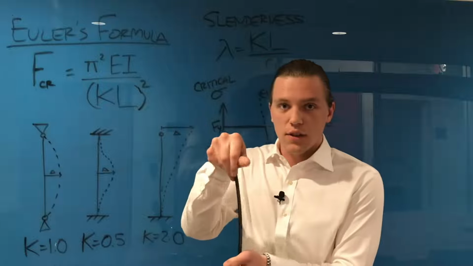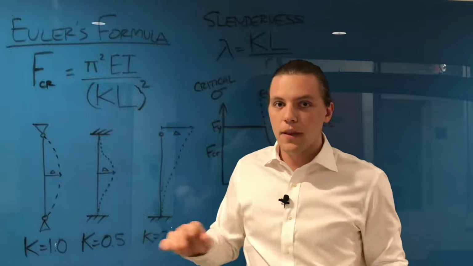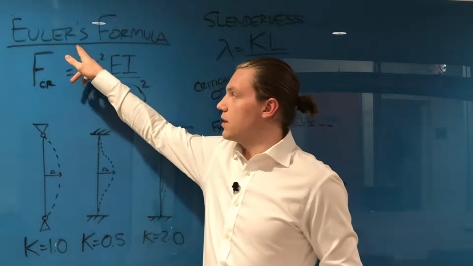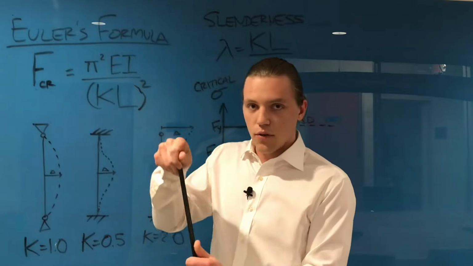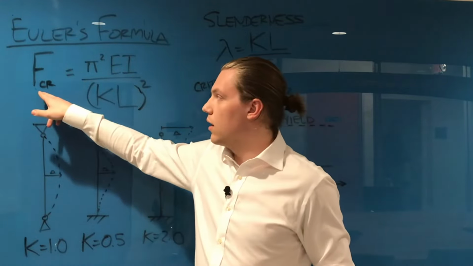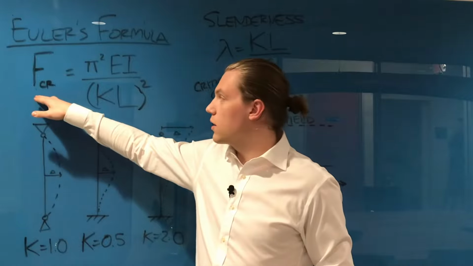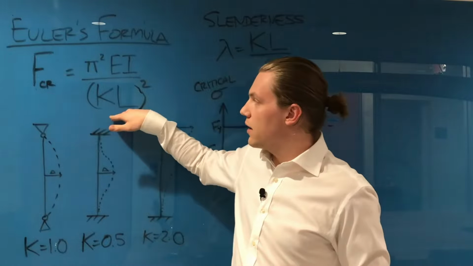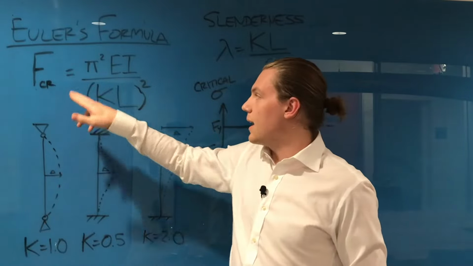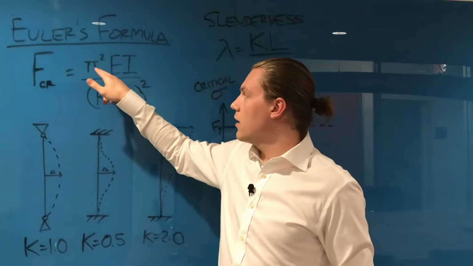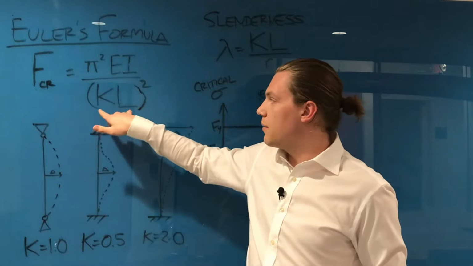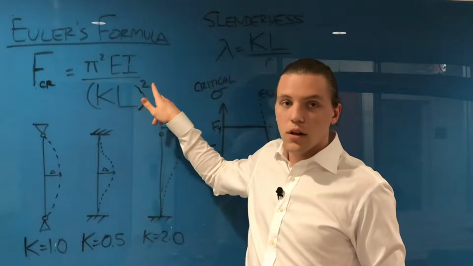So what is this force indicated by? You've probably seen this equation before, but this is Euler's formula. The force that's making it buckle is the critical buckling stress. It is depicted by this equation, and we can see that it is equal to pi squared times E times I divided by the quantity K times L squared.